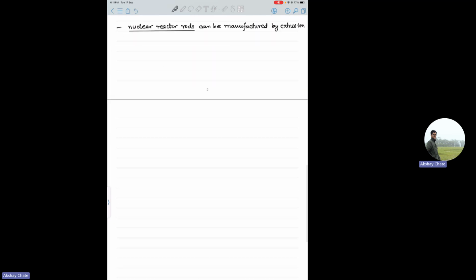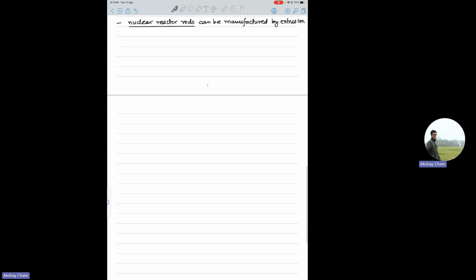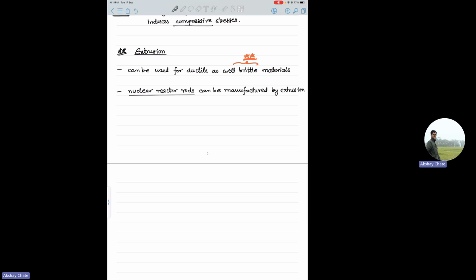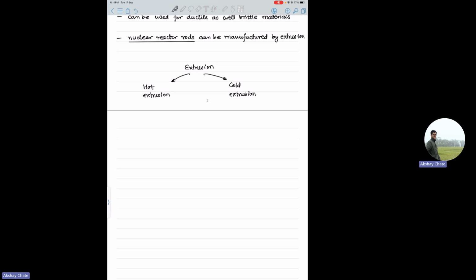After that, there is a classification of extrusion processes. I'll give you the tree diagram so you can understand what I mean. First of all, it is hot extrusion, and you can have cold extrusion also. See, cold does not mean sub-zero temperatures or something like that. Cold just means that you are operating below the recrystallization temperature of the material.